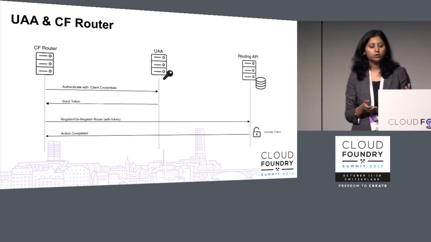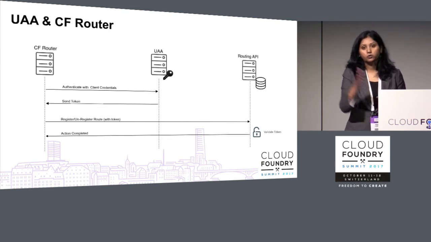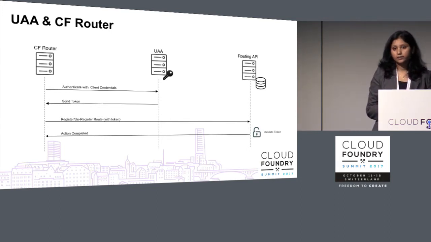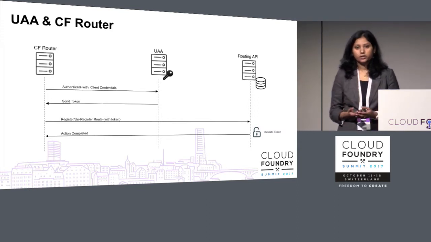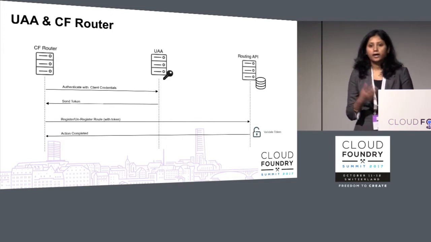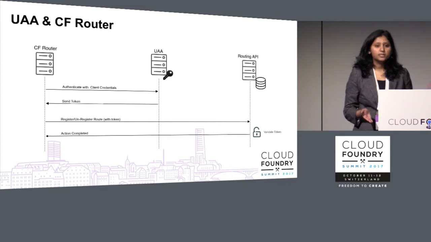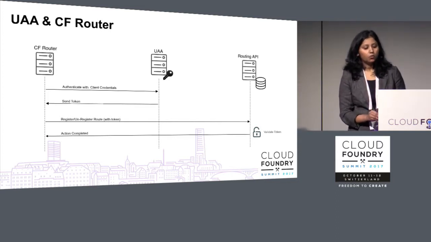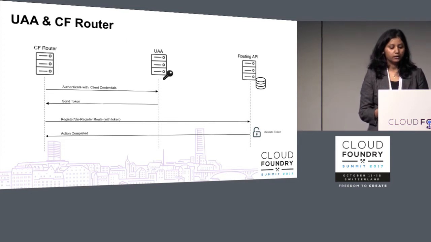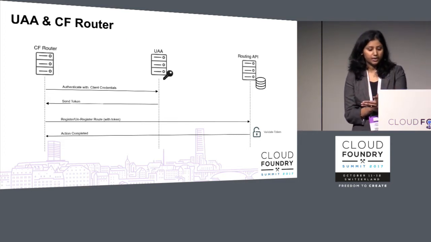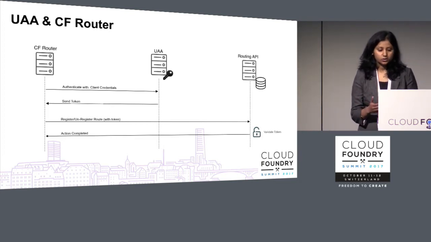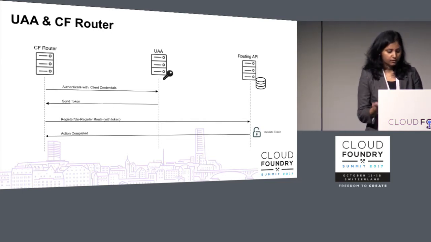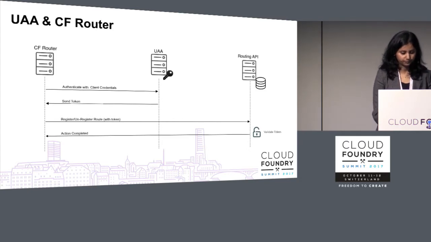So CF router as a client is actually going to interact with UAA and present its client credentials, its client ID and a client secret. And when UAA receives it, it validates that client ID and secret and then generates a token, which is then passed to the CF router. But things don't end there, because now the CF router takes that token and makes a request to the routing API to perform a register or unregister of a route. And then the routing API validates the token. And once it's good, then the action is completed. In this case, a registration or unregistration of a route.